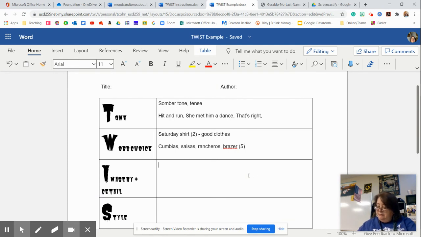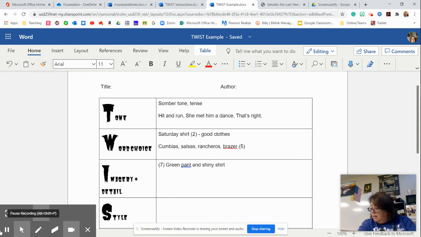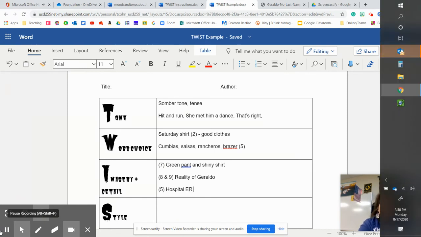Then we have imagery and detail. In paragraph 7, we have the green pants and the shiny shirt. In paragraphs 8 and 9, we have the reality of Geraldo, describing the kitchenettes, the 2-room flats, the money conversion, that kind of thing, and how he sends money home. And then if you look at paragraph 5, there's also the description of the hospital ER and how there's only an intern and the surgeon never showed.